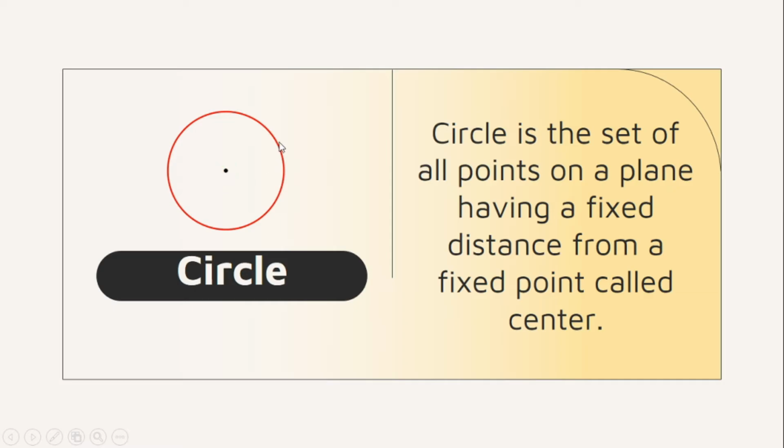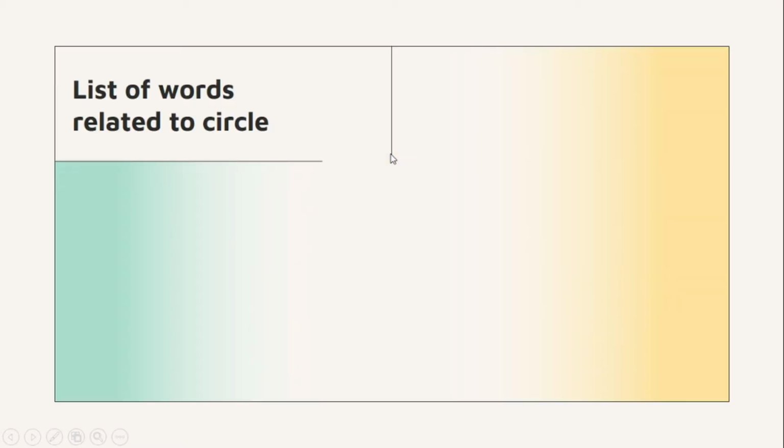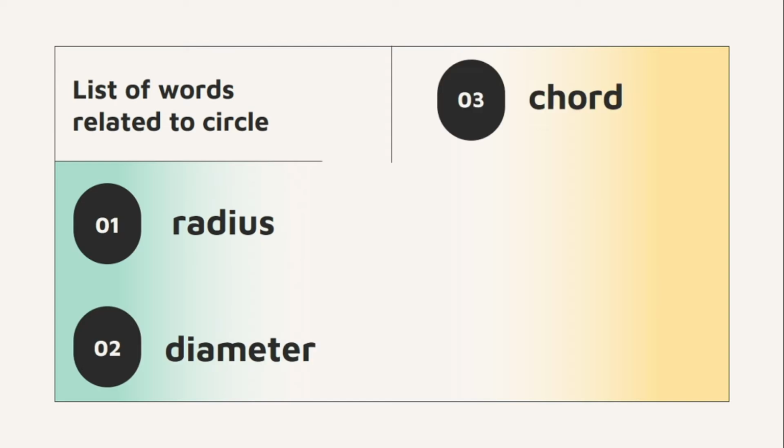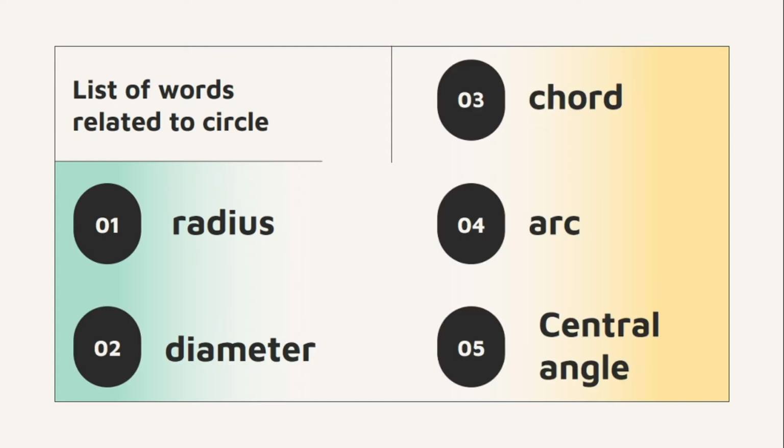Okay, so meaning to say, yung mga points dyan, set of all points dyan, yan ay merong fixed distance or pare-pareho yung distansya niya from our fixed point na tinatawag nating center. Okay? Next. So we have the list of words that are related to circle. So we have radius, diameter, chord, arc, and central angle. So iisa-isahin natin yung mga yan mamaya.